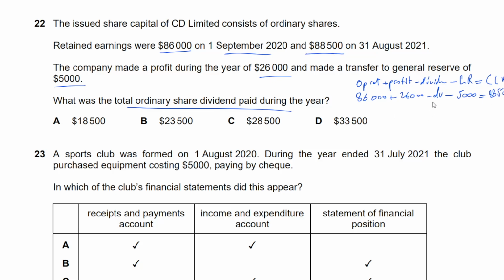All right, let's find this dividend amount. So we'll just bring that on the other side. Dividend equals, you need to know some basic maths, of course, 86,000 plus 26,000 minus 5,000 minus 88,500. 18,500 is the answer. By using some basic algebra, 18,500 is the answer.